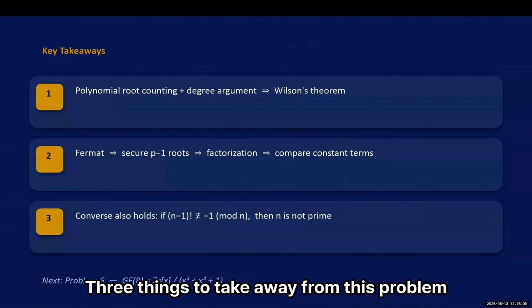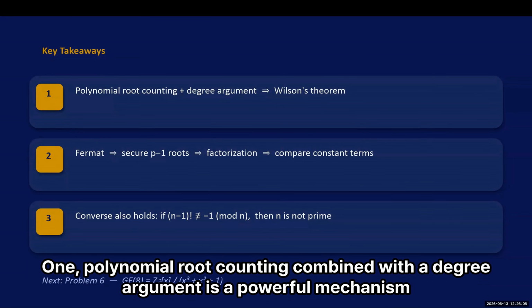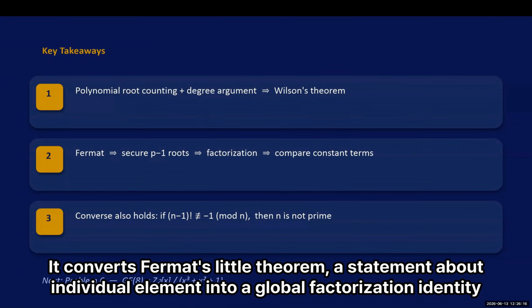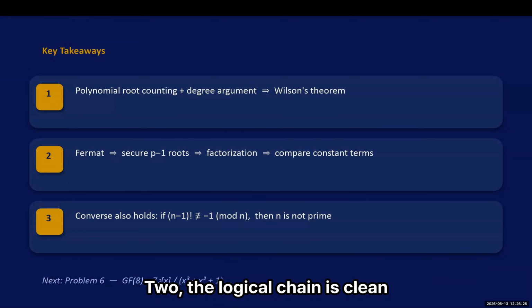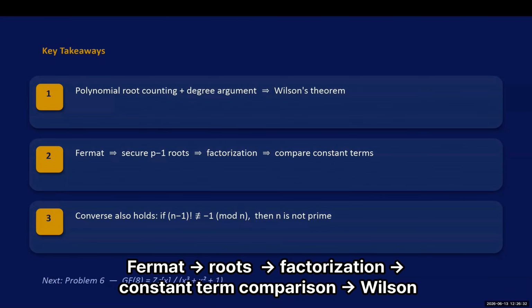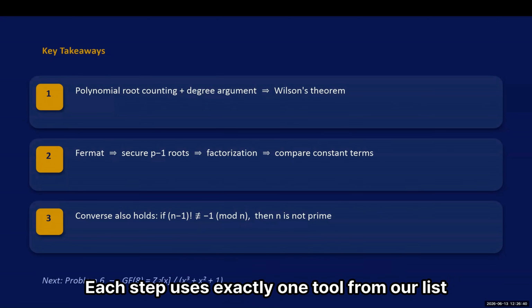Three things to take away from this problem. 1. Polynomial root counting combined with a degree argument is a powerful mechanism. It converts Fermat's little theorem, a statement about individual elements, into a global factorization identity. 2. The logical chain is clean. Fermat, root, factorization, constant term comparison, Wilson. Each step uses exactly one tool from our list.